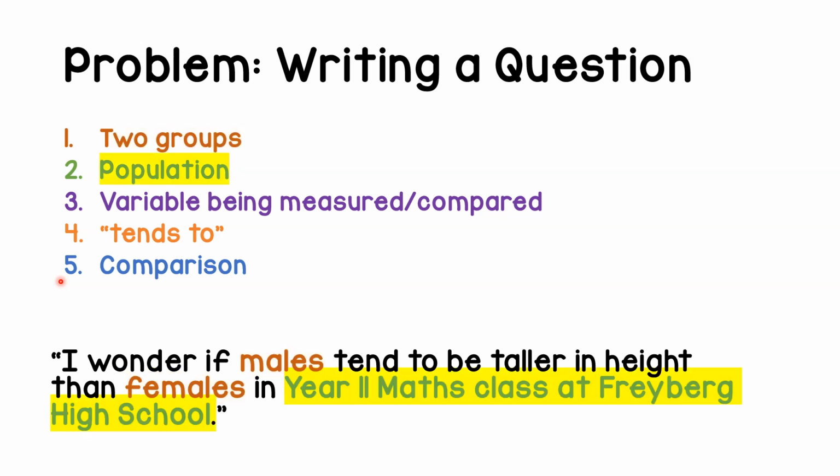Now the population, you can see, is the Year 11 maths class at Freiburg High School. That is the group we're interested in. We're not interested in all of Freiburg High School. We're not interested in all of New Zealand. We're only interested in the Year 11 maths classes at Freiburg High School.